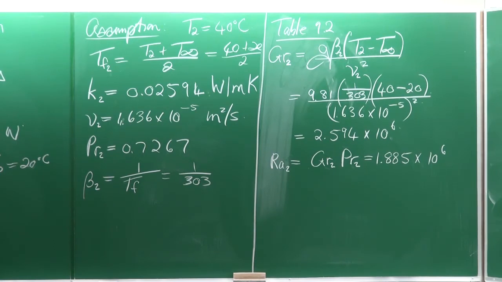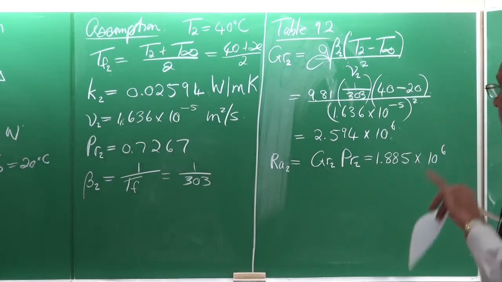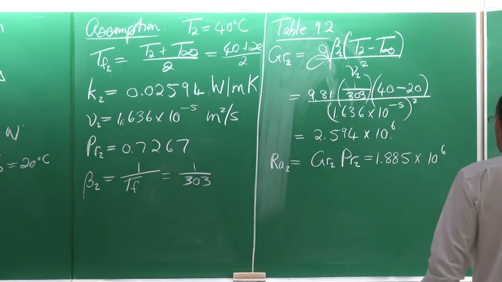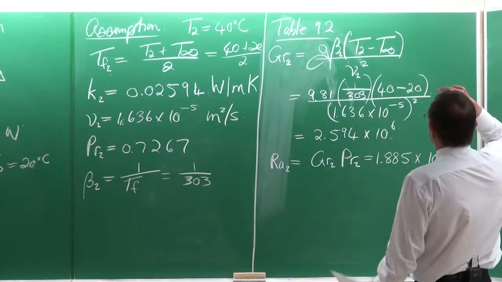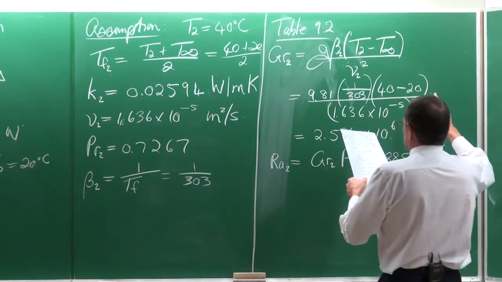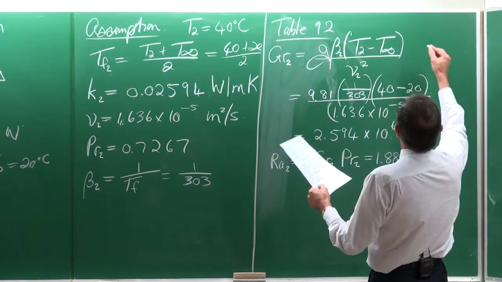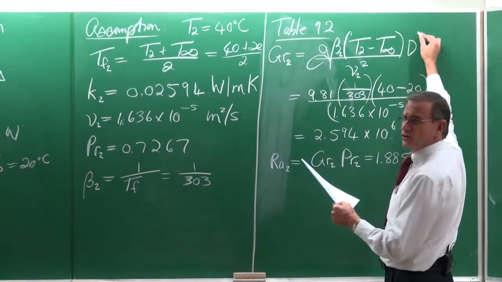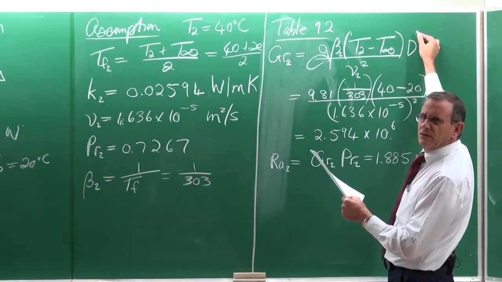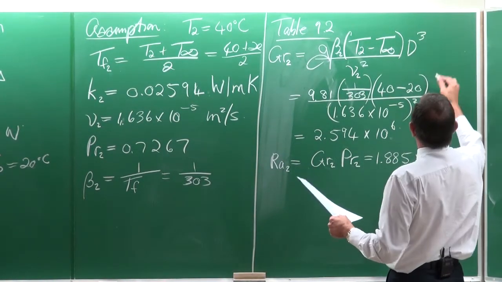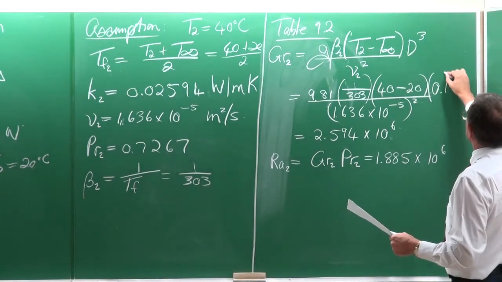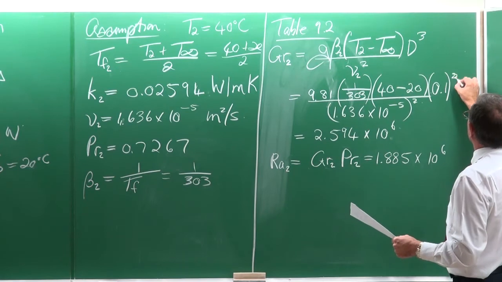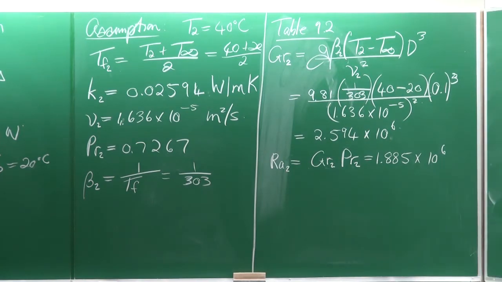Should the Grashof one not be multiplied by the characteristic? Should the Grashof number. Sorry, you're right, yes. The diameter, is it square, is that right? Or is it third? Third, yeah. Diameter third, right. Okay, thank you. So the diameter third is 0.1 to the third. There you go.